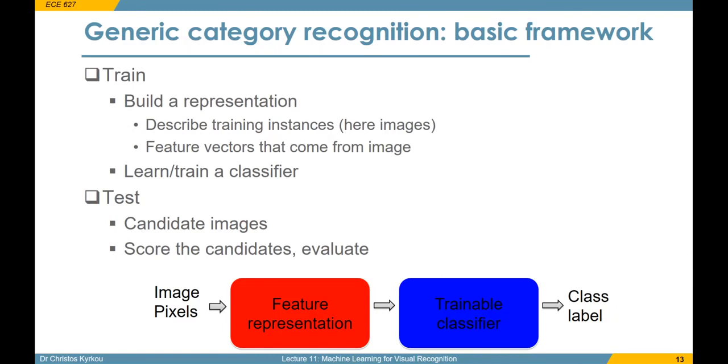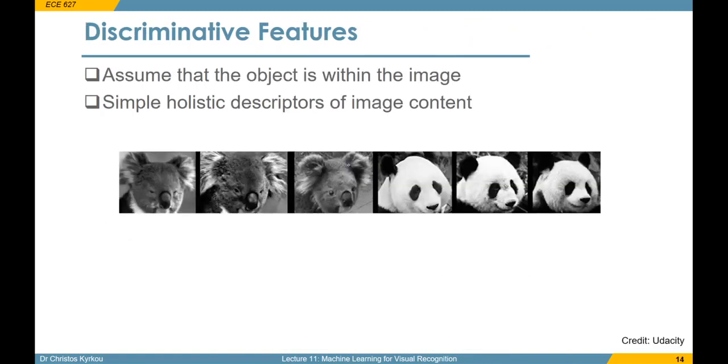So first, let's recall what are maybe some good features and what are their advantages and disadvantages. So we assume that we have a whole context of the image. So we assume that the object is located in the image we want to classify, and we want to build a holistic descriptor for the content of the image. So let's think about what will make some good representations for training.